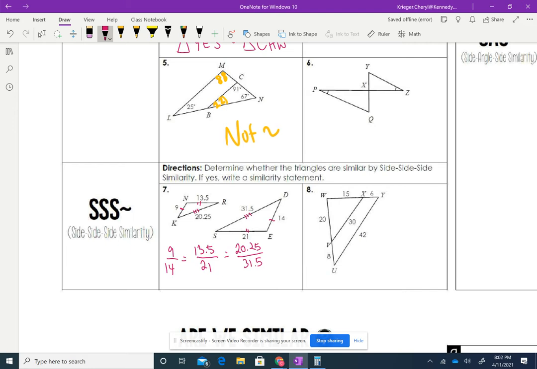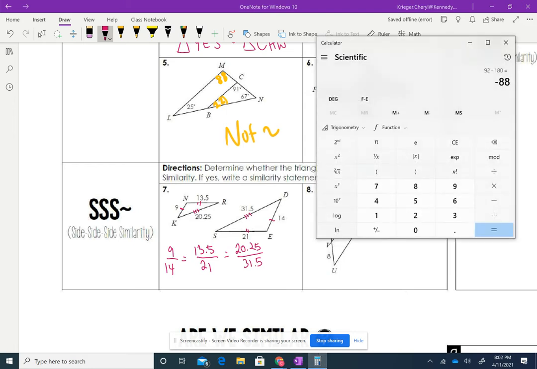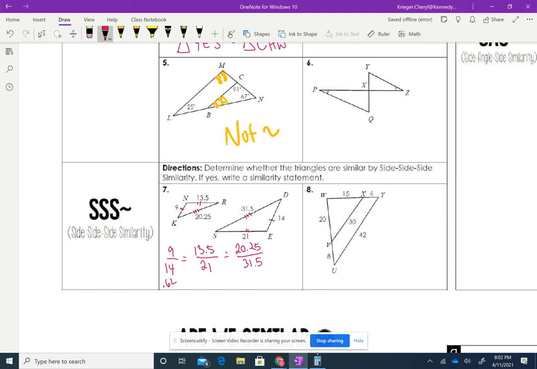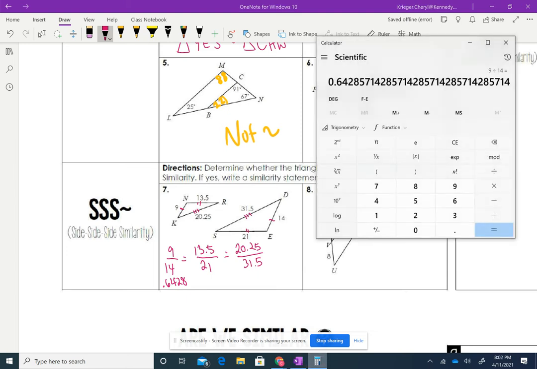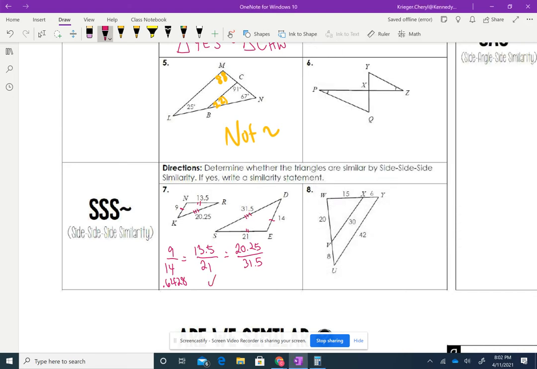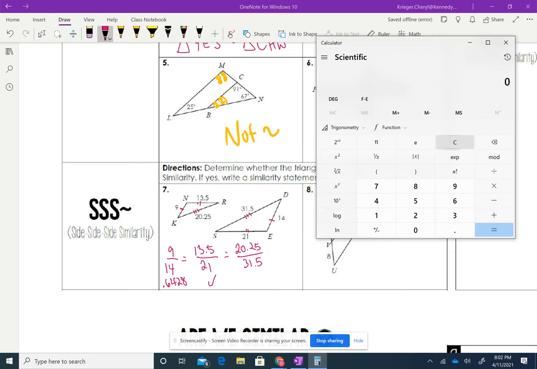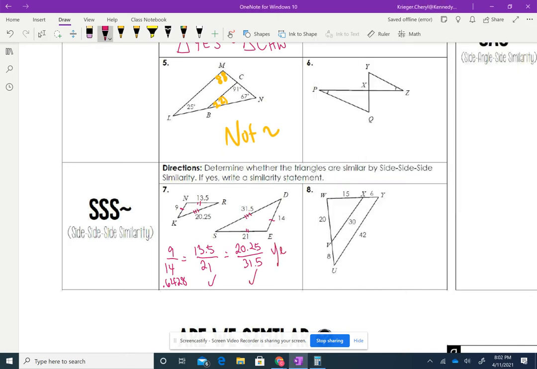It's not really easy for me to see here if they are all going to reduce to be the same thing. So let's just do 9 divided by 14. See what that is. 0.6428. That should be the same for 13.5 divided by 21. 0.6428. All right. And the next one is 20.25 divided by 31.5. If that's also 0.6428, we are in luck. Yep. So that's yes, they're similar.